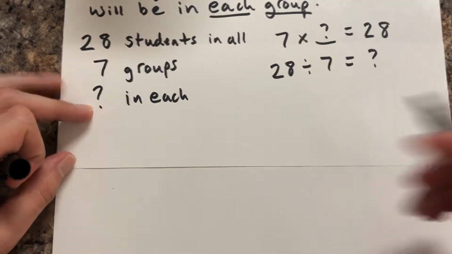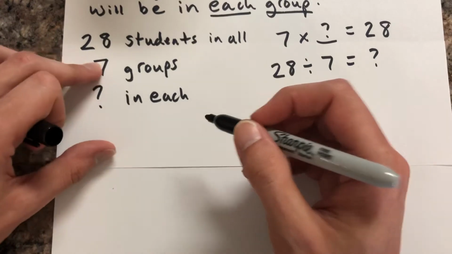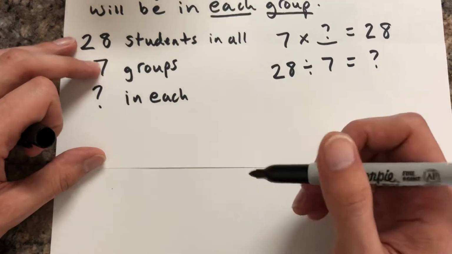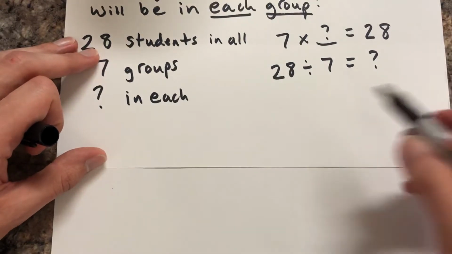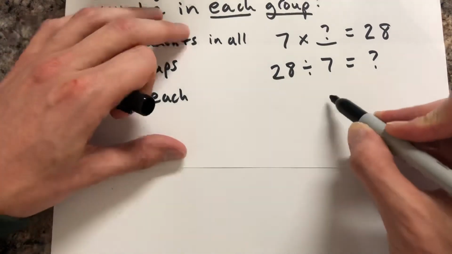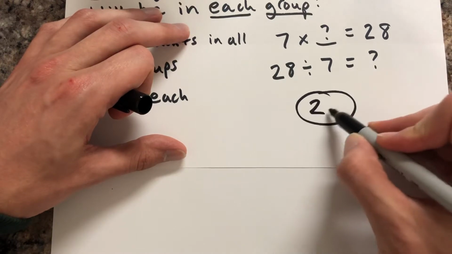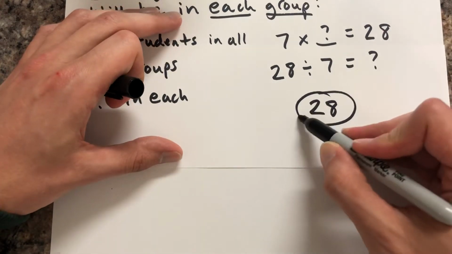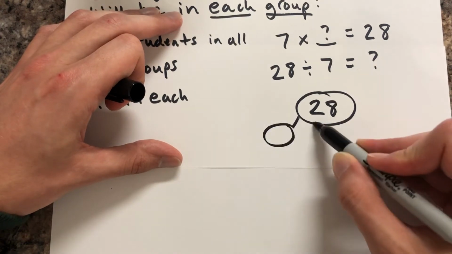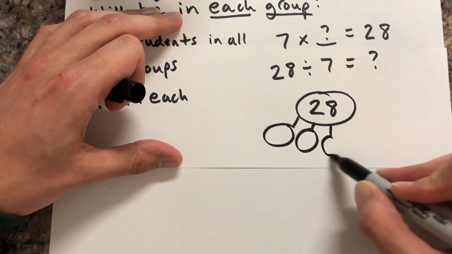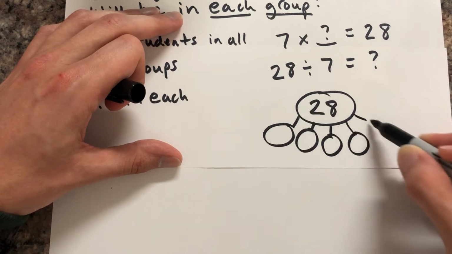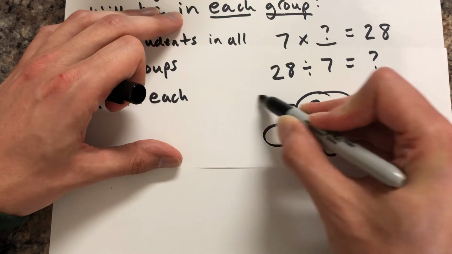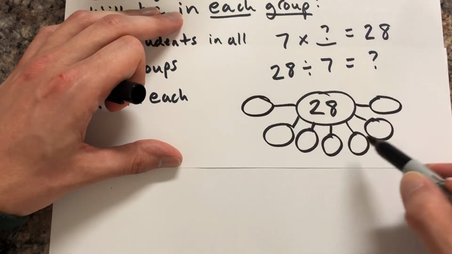Okay, anyway, so we're going to draw a number bond to solve this multiplication and division problem. It is going to be like this. Okay, so we know the total is 28. So we'll put 28 up here. And I know that there's going to be 7 groups. So we got 1, 2, 3, 4, 5, 6, and we'll put 1 over here, 7. 1, 2, 3, 4, 5, 6, 7.